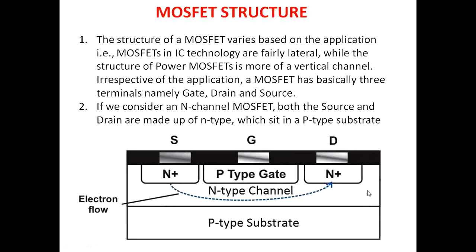Let me start with the diagram. This is an N type region, this is another N type region, and this is the gate. The isolation is done by a SiO2 layer, and here there is electron flow. This is a P type substrate. So this is the construction of a MOSFET.